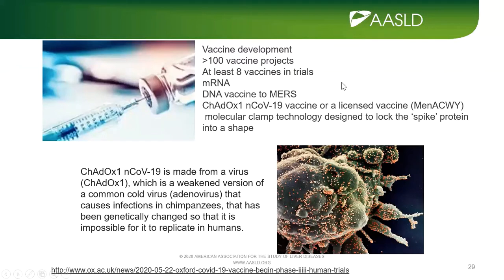And of course here, we're talking about vaccine development as sort of the holy grail. There are more than 100 vaccine projects. We're going to hear a little bit about this later from Dr. Ernst. At least 8 vaccines are in clinical trials using various mechanisms of action, which we'll discuss, including this ChAdOx1 virus, which is a weakened version of a common cold adenovirus that causes infections, but that has been genetically changed so it is impossible for it to replicate in humans. And we'll hear about the various types and mechanisms of vaccine development a little bit later on.